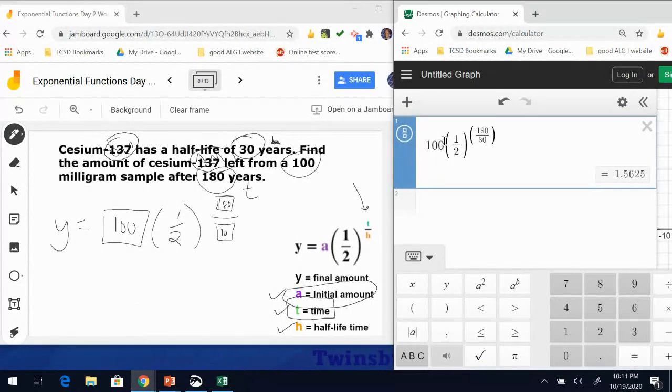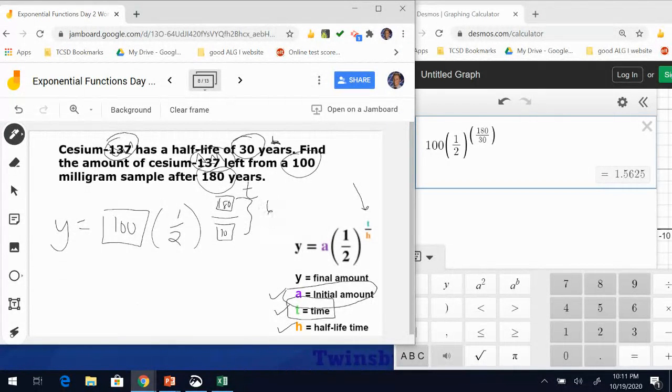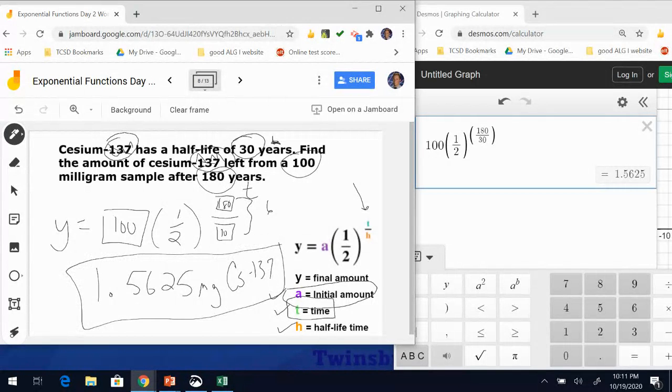Now I'm going to get what left over? After 6 half-lives, if you really want to look at that and simplify that exponent of 6, there's going to be 1.5625 what? Milligrams (mg) of cesium, I think it's Cs-137, left over. After 180 years, we're just going to keep cutting it in half 6 times, and we're going to have 1.5625. And be specific, it doesn't say round to the nearest tenth or hundredth, so make sure that you copy that whole number down from Desmos.